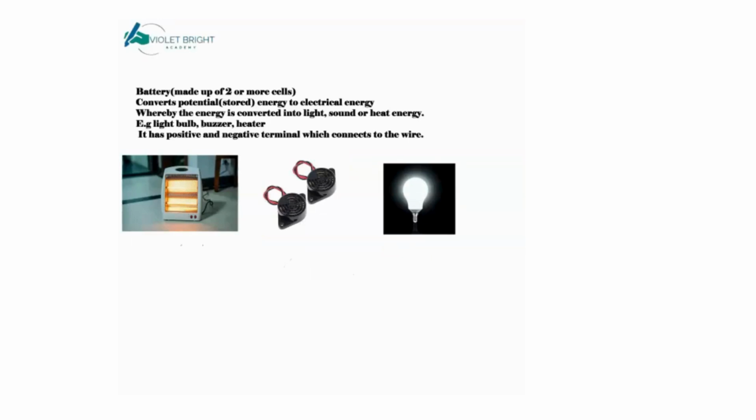We have a battery. Remember, like I said before, a battery is made up of 2 or more cells. So what is a battery, and what does it do? A battery converts stored energy, which we call potential energy, into electrical energy. It's that energy inside the cell or battery.